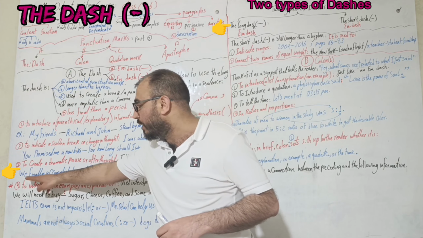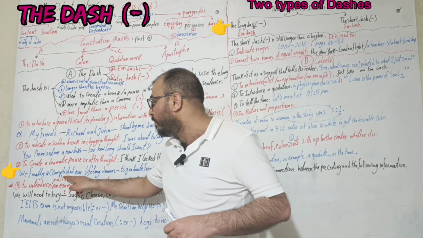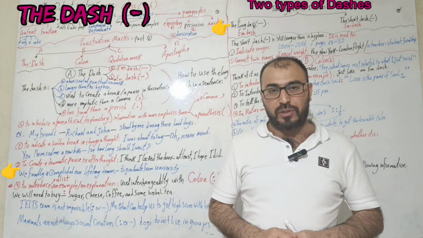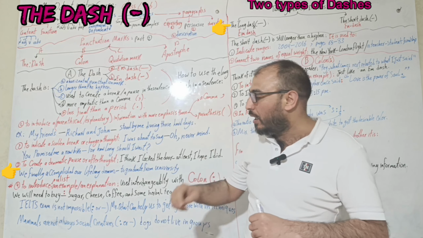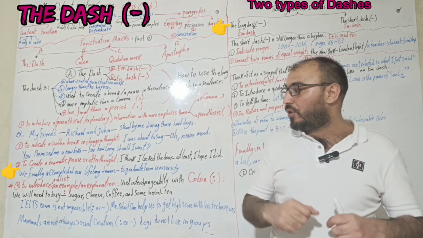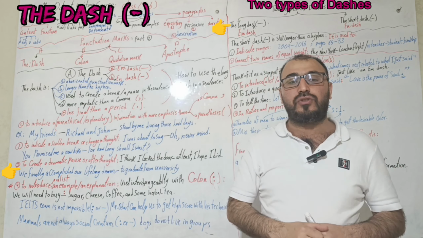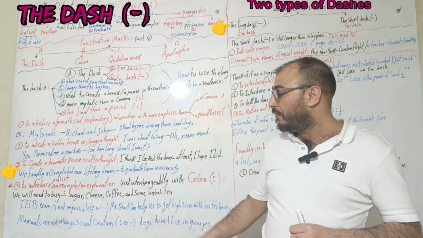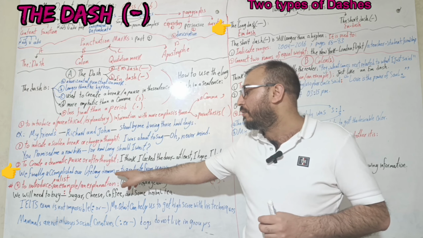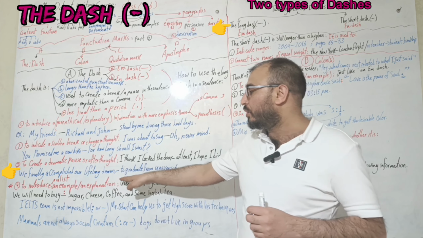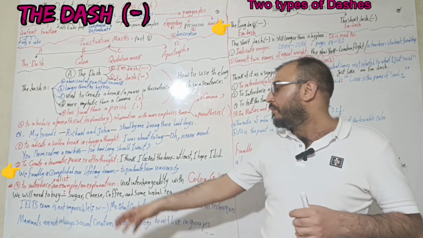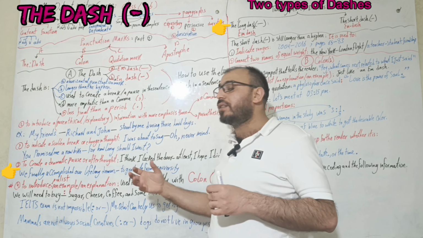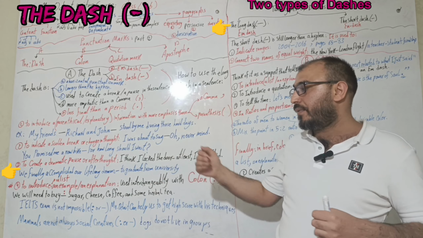The second example here, my friends, we finally accomplished our lifelong dream to graduate from university. Again, my friends, I repeat, we finally accomplished our lifelong dream to graduate from university. Again, my friends, in here, I give a pause in order to show the listener or the reader that what comes after it, the dash, is very important.